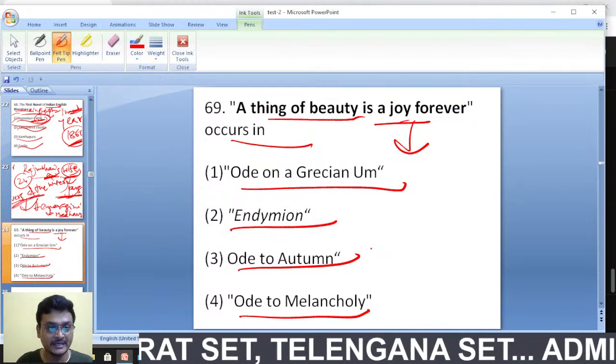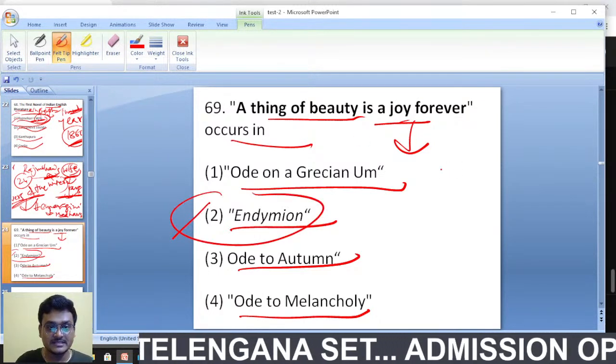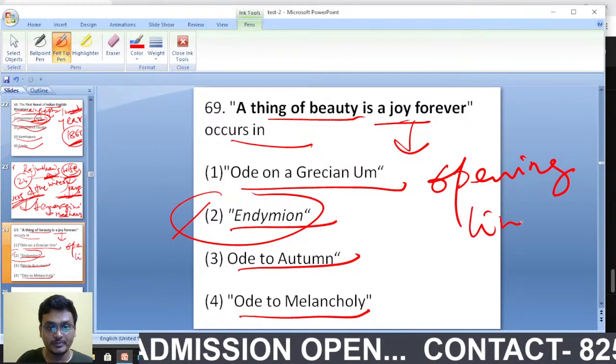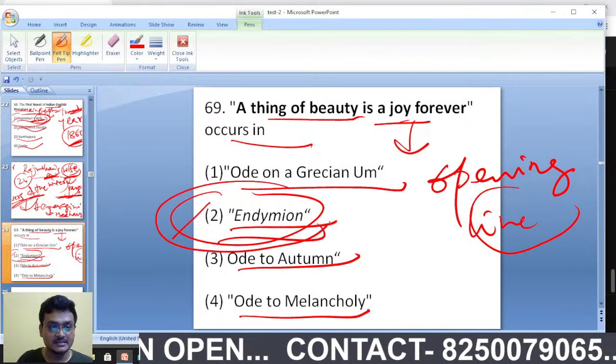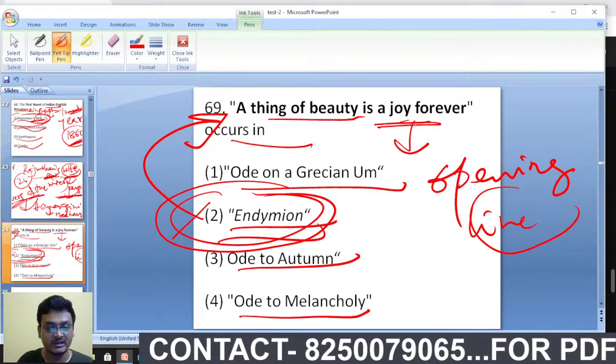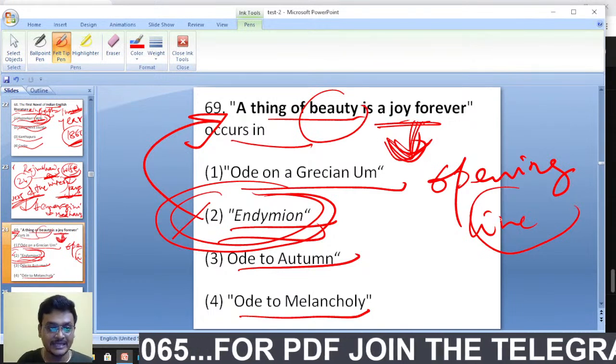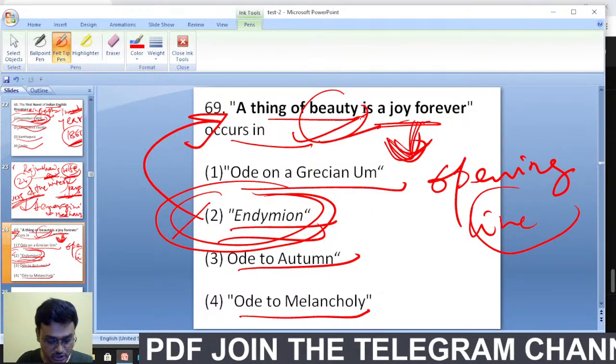"A thing of beauty." This is the opening line of Endymion. Exactly, this is the opening line of the poem Endymion. A thing of beauty is a joy forever. It is everlasting. That's the opening line of Endymion.